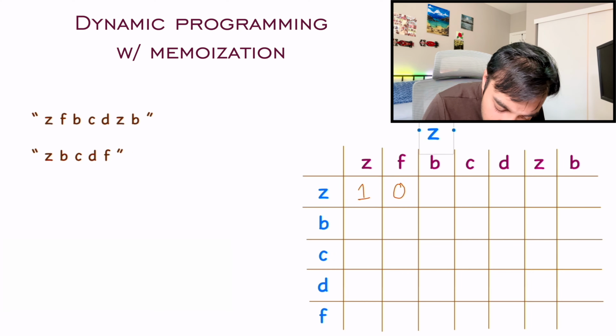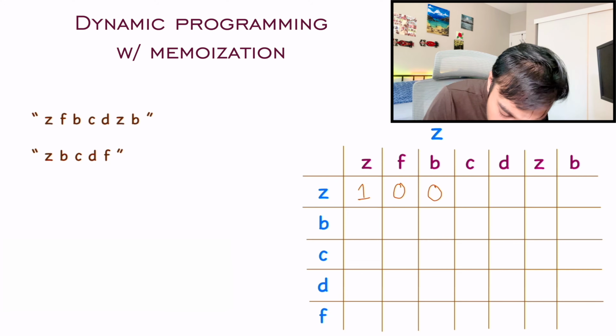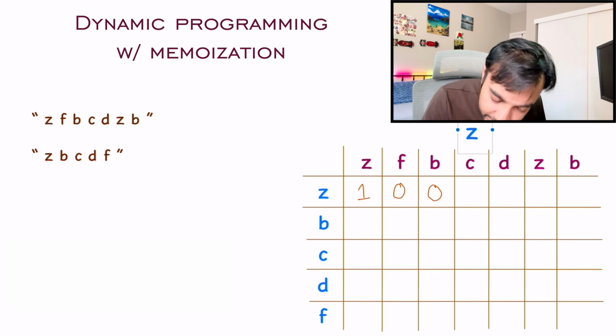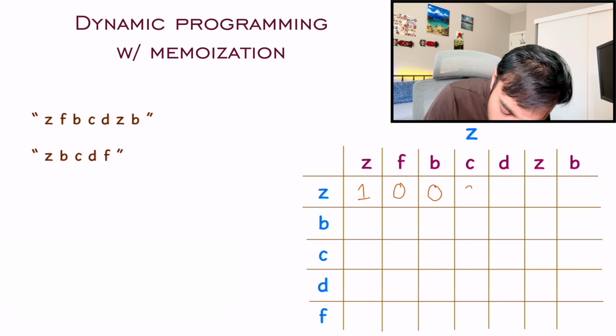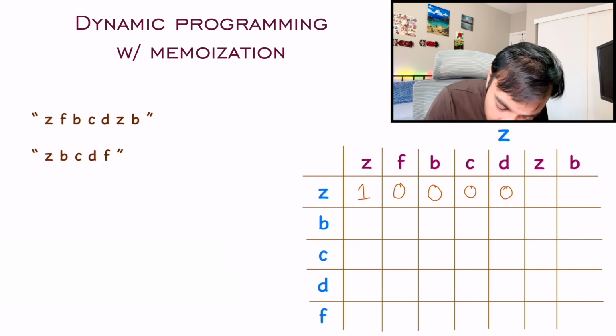Similarly, this character now slides further. Are Z and B the same? No. So once again, I will write down a 0. Move ahead now. Z and C, they are also not the same. So write down a 0. Z and D are also not the same. So I write down a 0 over here.